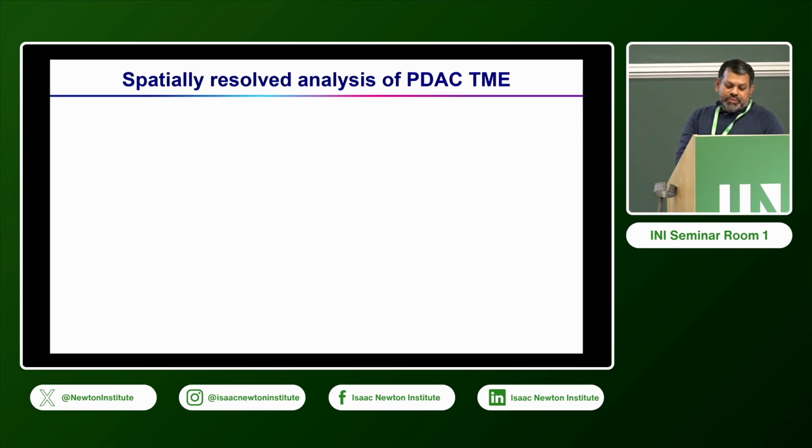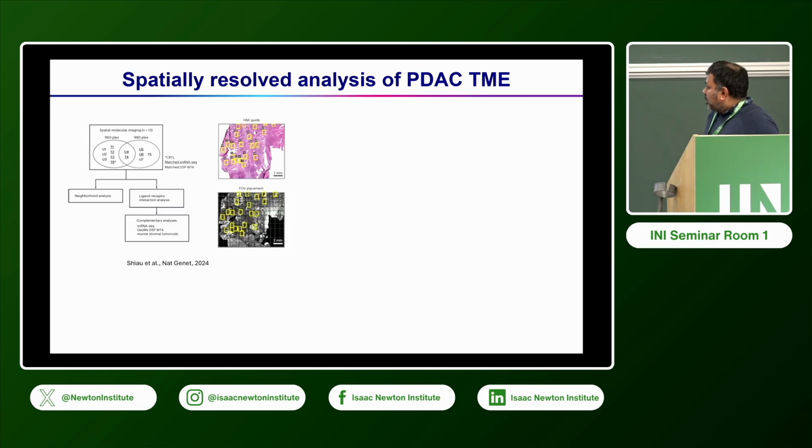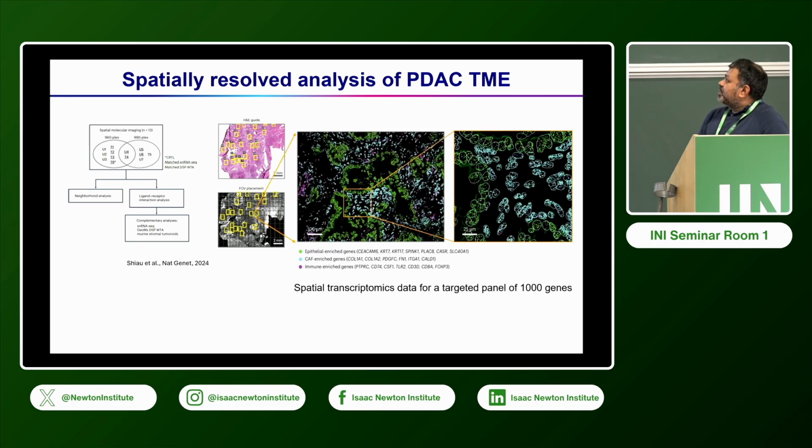First, I analyzed some spatial transcriptomics data from this recently published paper. The data set contained untreated patients and also patients treated with chemotherapy and radiotherapy. Individual tissue samples contain several FOVs, fields of view, and inside those FOVs I have spatial transcriptomics data for a targeted panel of 1,000 genes.